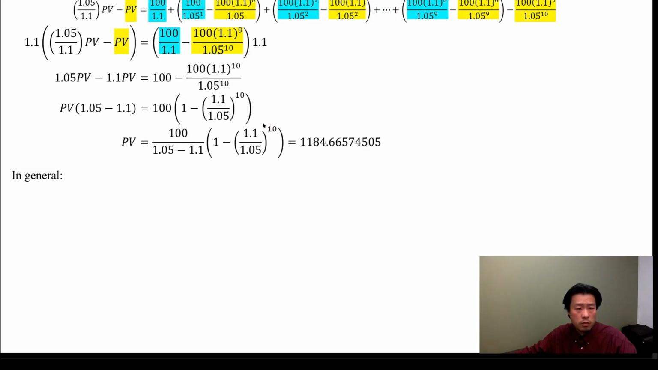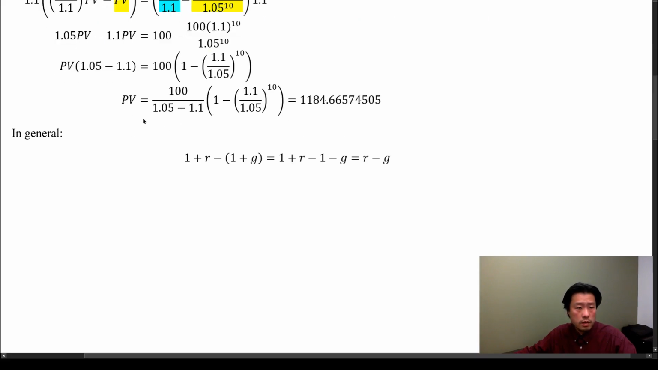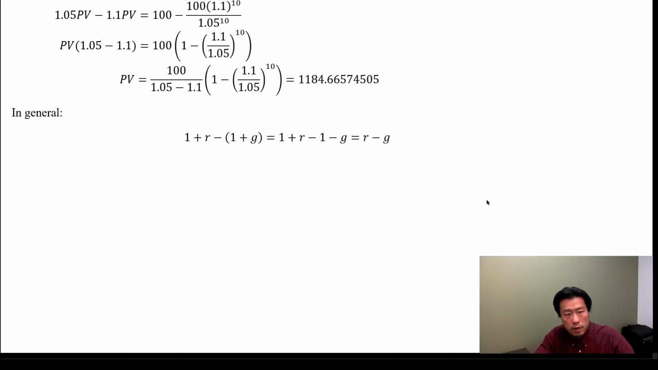Let's get the formula in general. You will see that 1.1 is 1 plus g, 1.05 is 1 plus R, 10 is the number of payments, and 100 is the initial payment. The denominator, 1.05 minus 1.1, is just 1 plus R minus 1 plus g. When we simplify 1 plus R minus 1 plus g, you will get R minus g.